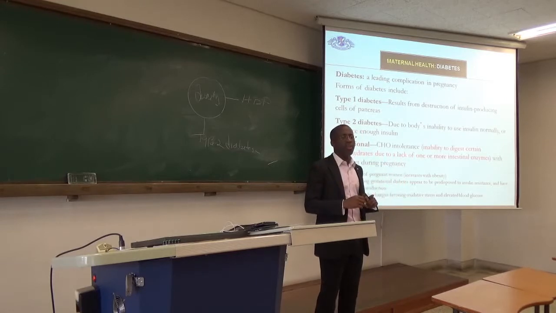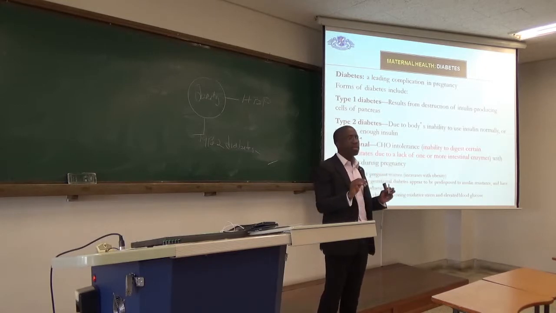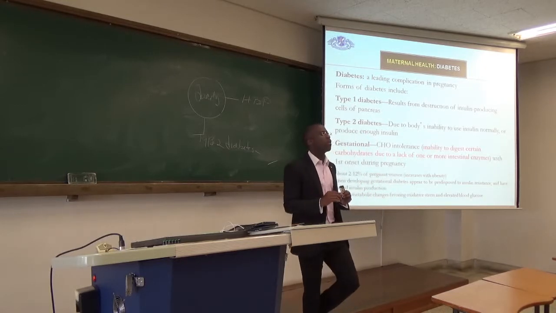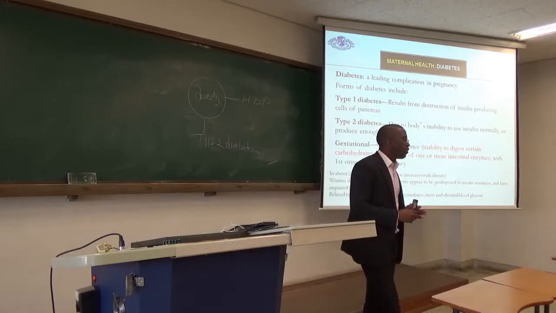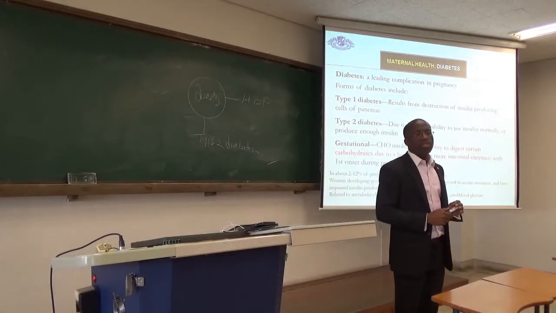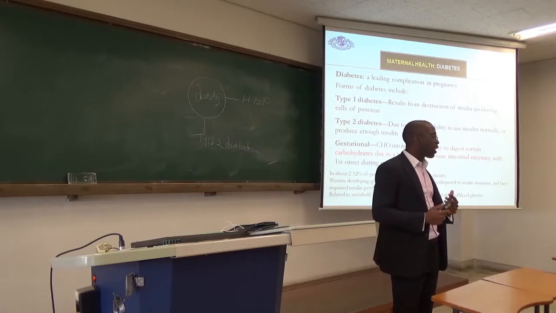What is diabetes? Can anybody tell me a very simple definition of diabetes? So much glucose in the blood. Yeah, but if you tell your grandmother too much glucose, she may not know what glucose is, right? Sugar. Very simple. Diabetes is having excess sugar in the blood.